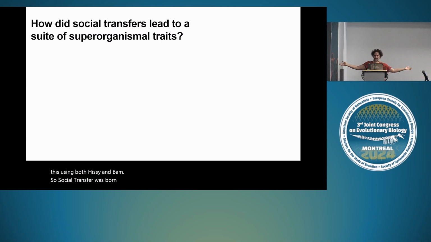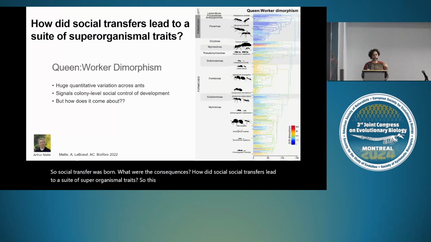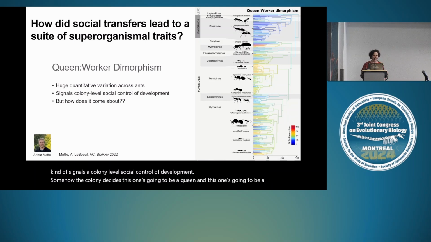What were the consequences? How did social transfers lead to a suite of superorganismal traits? This is a great project from an awesome student, Arthur Matte, about queen-worker dimorphism. Queens and workers are hugely different in size in some species and the same size in others. So we have huge quantitative variation, and it signals a colony-level social control of development. Somehow the colony decides this one's going to be a queen and this one's going to be a worker. But how does this happen?